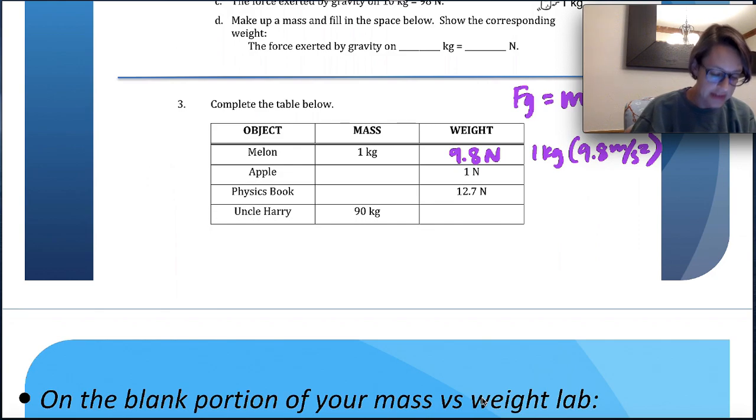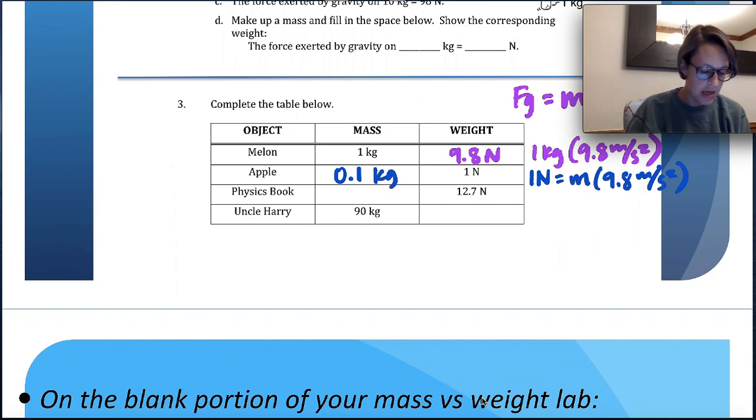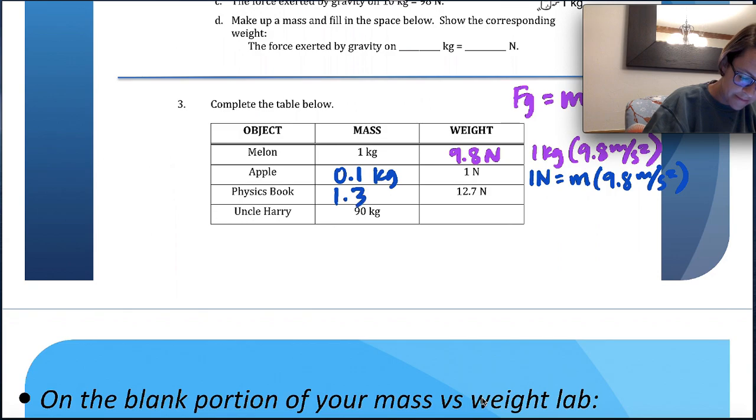The apple has a weight of 1 newton, and we want to figure out how much mass it is. So if we write it out here, we see real quickly that we're going to have to divide to answer this one. Okay, so 1 divided by 9.8 is about 0.1 kilograms. Our physics book is 12.7 newtons in weight. So if we do 12.7 divided by 9.8, we get 1.295. So we're going to round that to 1.3 kilograms. So we'll make ourselves a little note that we divided to find that one.